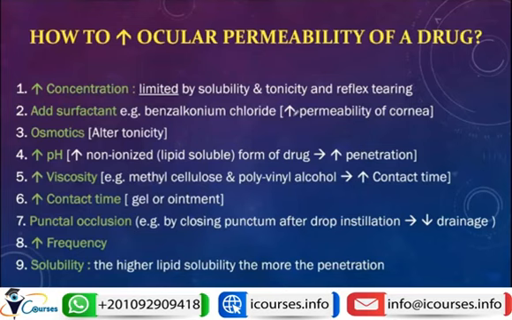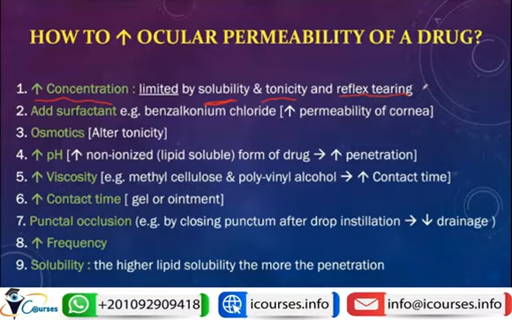If we have a drug that we want to increase its permeability to the eye, what can we do? We have many options. First of all, we can simply increase its concentration. So instead of giving it at 50%, we can give it at 100%. But is this rule valid all the time? The answer is no, because we are limited by the solubility of the drug. If it is insoluble, even if you increase the concentration, it will still not penetrate properly. Also the tonicity. Also the reflex tearing. If the drug is irritant and causes reflex tearing, this will cause washout of the drug.